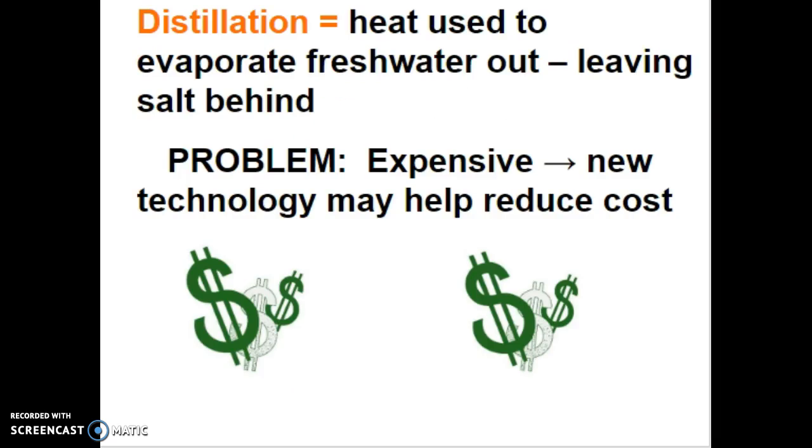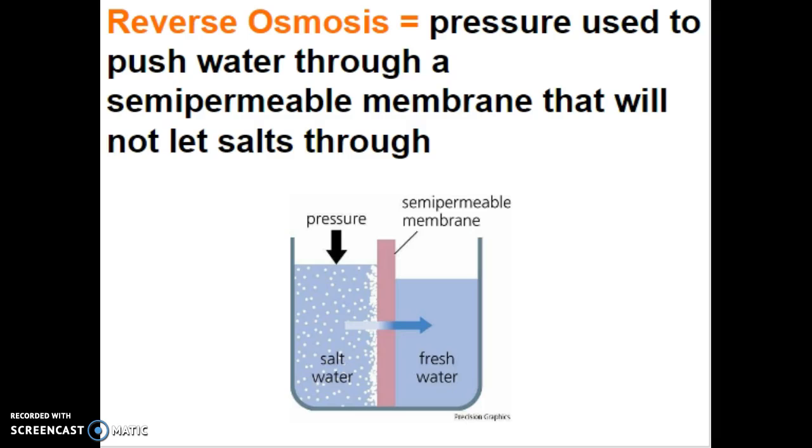Here's one way that we can desalinize water. Distillation is where we would use heat to evaporate all of the fresh water out, and what is left is the salt. Distillation is a very, very expensive process. There are some new technologies being developed in this area that may help reduce the cost of this process, but it is one of the more expensive ways to get salt out of the water.